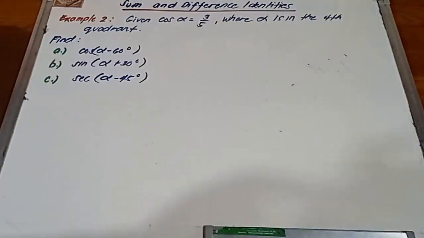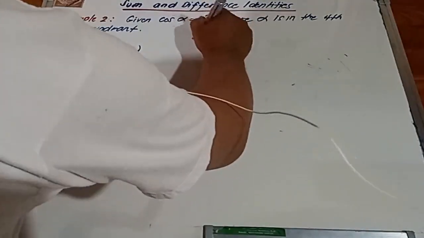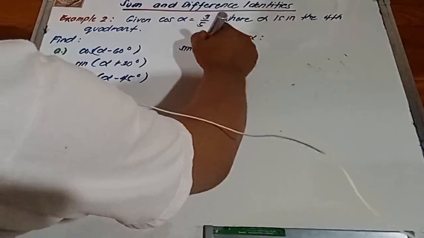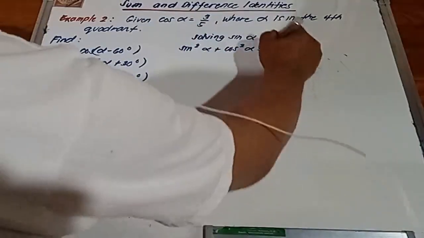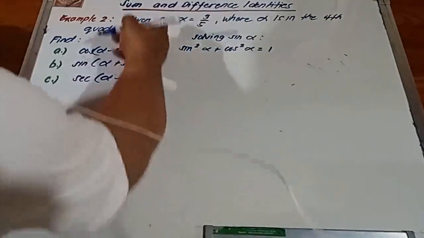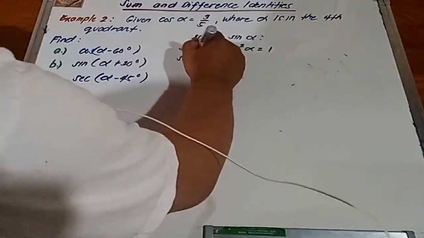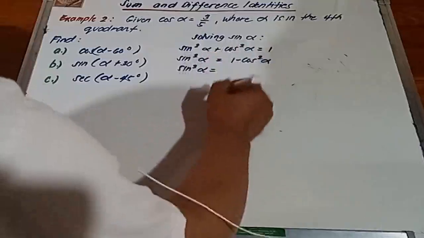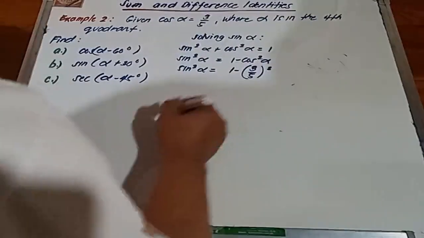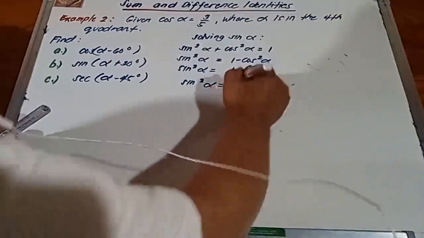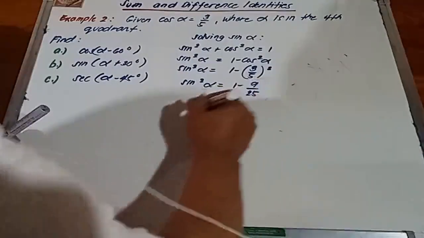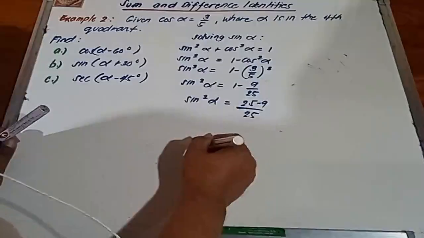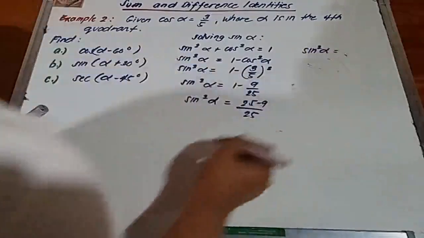So, solve natin si sine. Solving sine alpha, gamit yung ating Pythagorean identities. That is sine squared alpha plus cosine squared alpha is equal to 1. Given naman si cosine alpha, 3 over 5, ilipat muna natin to. So, we have sine squared alpha equals 1 minus cosine squared alpha. Substitute: sine squared alpha is equal to 1 minus 3 over 5 squared. Okay? So, we have sine squared alpha is equal to 1 minus 9 over 25, which is 25 minus 9 over 25. So we have sine squared alpha is equal to 16 over 25.